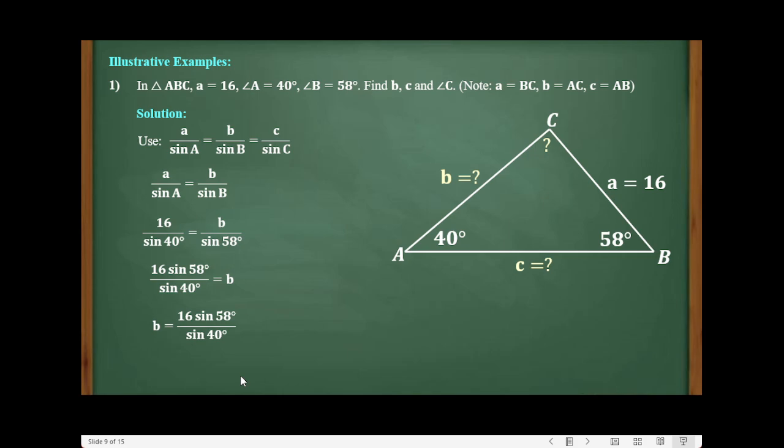B from the right becomes to the left, equals this one from the left now on the right side. Okay? And then using your scientific calculator, we replace sine 58 and sine 40 by their respective equivalent values. So B therefore is equal to 16 times sine of 58 degrees, which is 0.8480, over sine of 40 degrees, which is 0.6428. Again, using your scientific calculator, we can compute for the length of side small letter B, and that will give us what? 21.1. Therefore, this side right here has a length of 21.1.